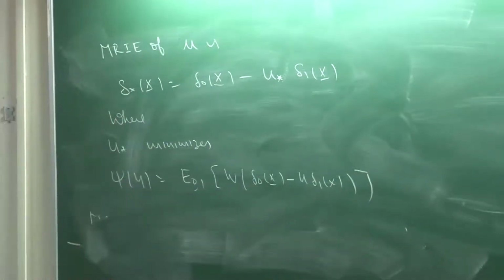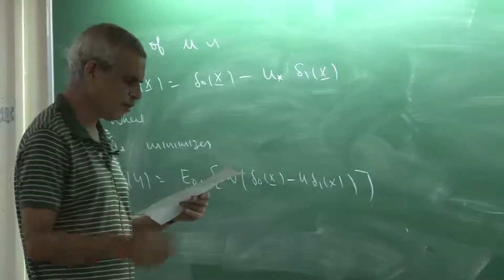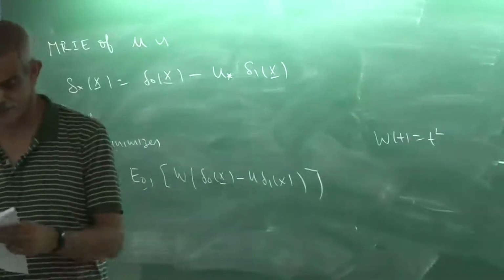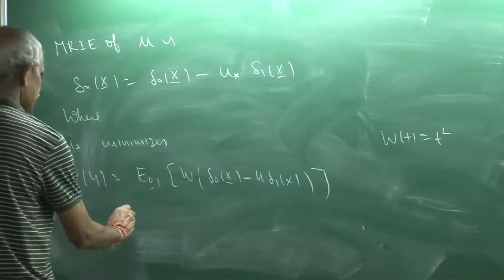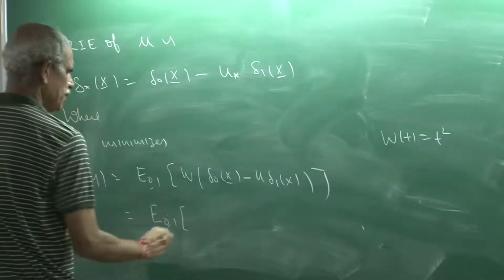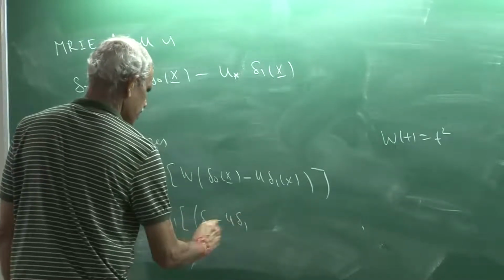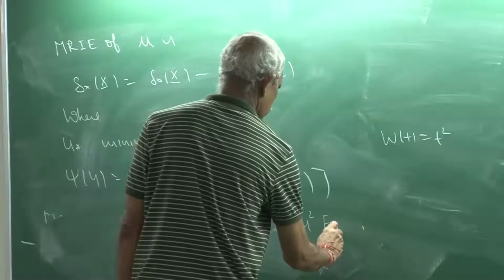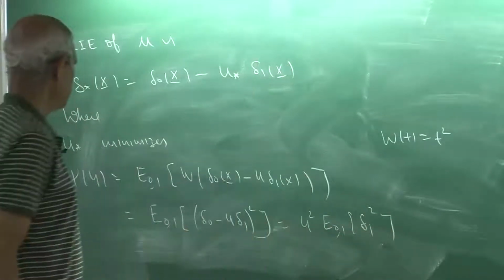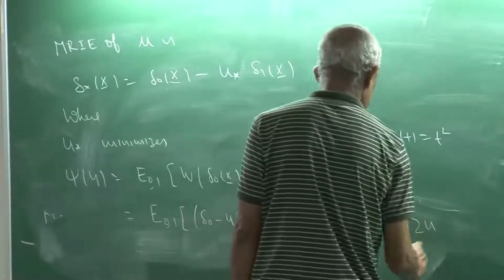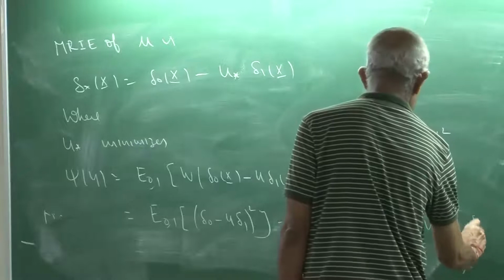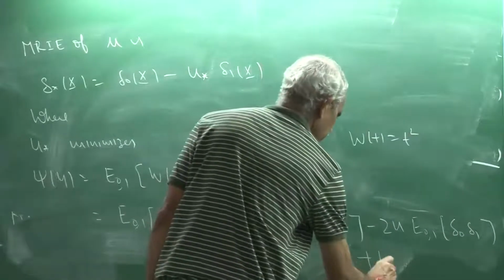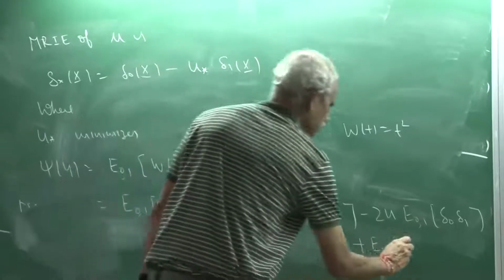But here the loss function is given to be a minus mu by sigma whole square. So my W of t is given to be t square, because that is how the loss function is, squared error. So this is the same as E01 of delta naught minus u times delta 1 whole square, which is u square E01 of delta 1 square minus 2u E01 of delta 0 delta 1 plus E01 of delta 0 square.